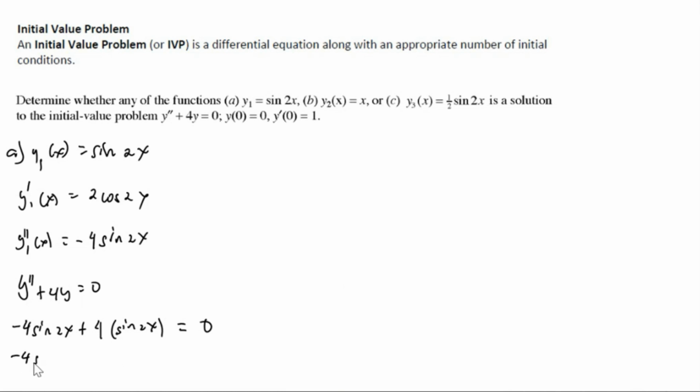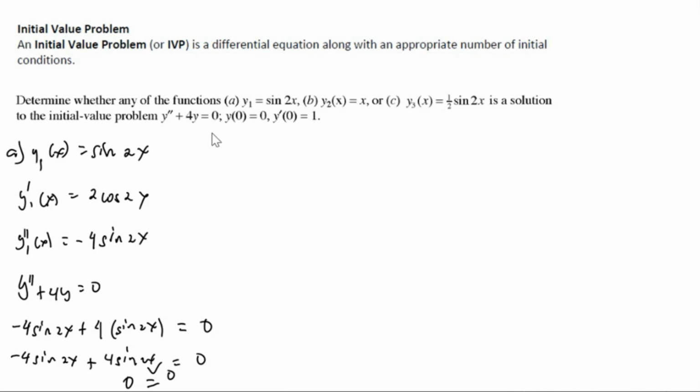So we have negative 4 sine 2x plus 4 sine 2x, which is equal to 0. Since they are the same terms with the opposite sign, or they are additive inverses, we could say that the left hand side is equal to 0, and that is also equal to the right hand side. So that is now true. Therefore, we could say that the given equation y equals sine 2x is a solution to the given differential equation. So we have satisfied the first condition using the differential equation.